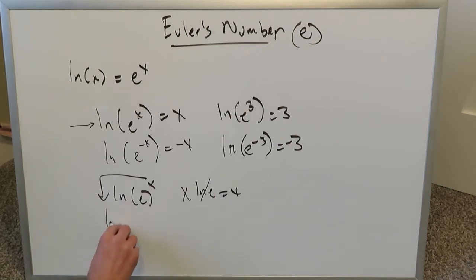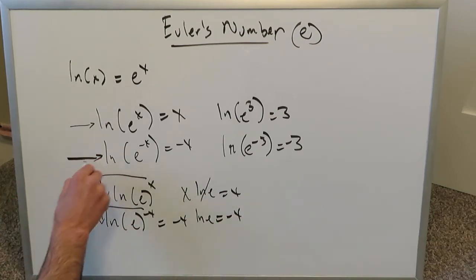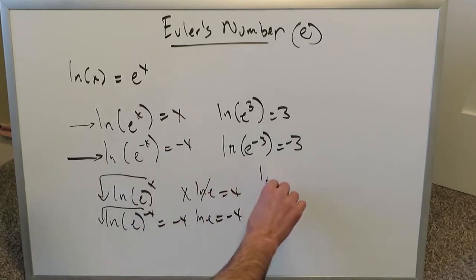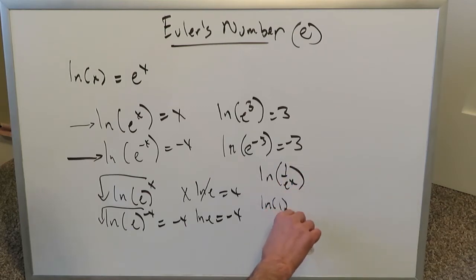When you look at this other case, natural log e to the minus x, you can again bring this minus x over here. You have a minus x times natural log e, hence you get a minus x. Another way you can also look at this second relationship is that natural log e to the minus x is the same thing as natural log 1 over e to the x. You can use properties of logarithms to write natural log 1 minus natural log e to the x.